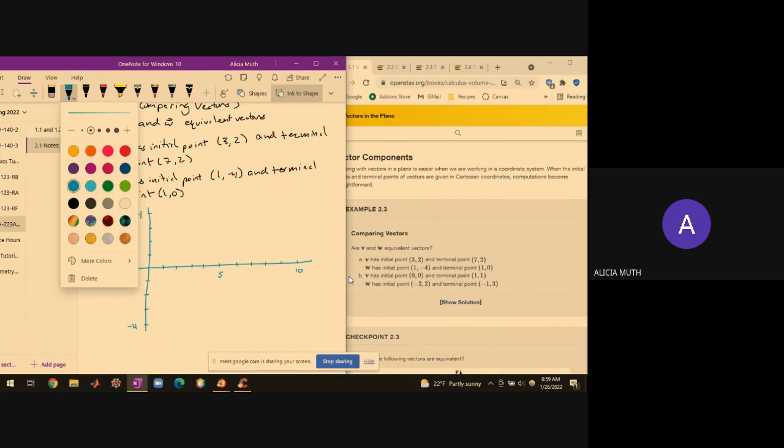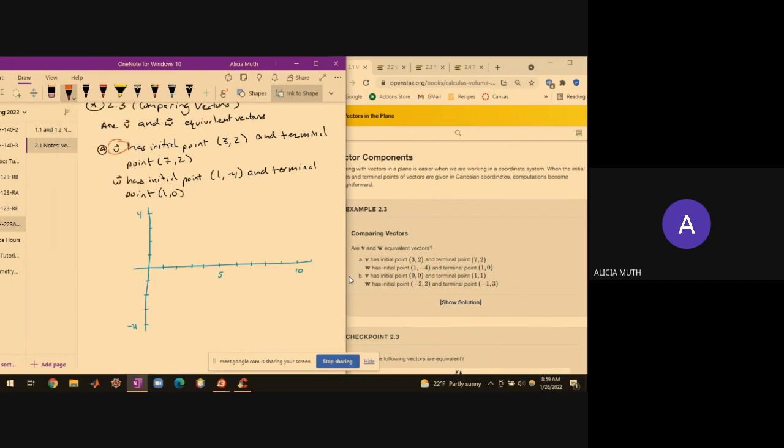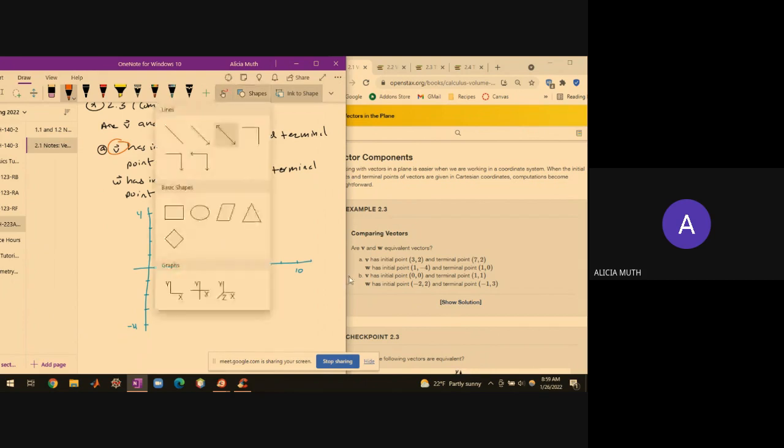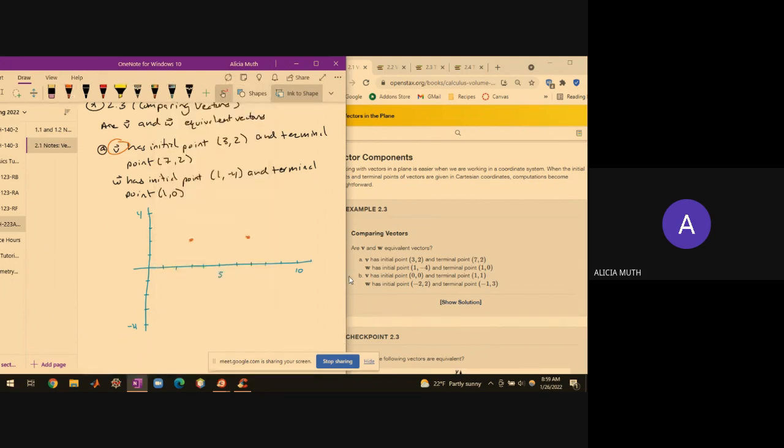So I'll use orange for V. We have an initial point of 3, 2. All right, this is pretty straightforward. Terminal point of 7, 2. Okay, so what we have here then is a vector that's going completely horizontal, and it's got a length that looks like it's 4.